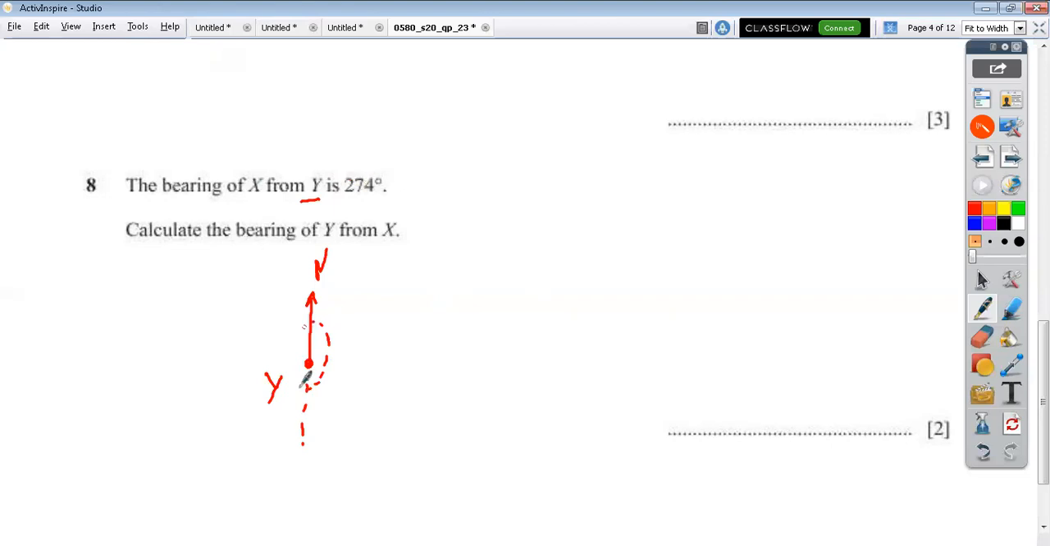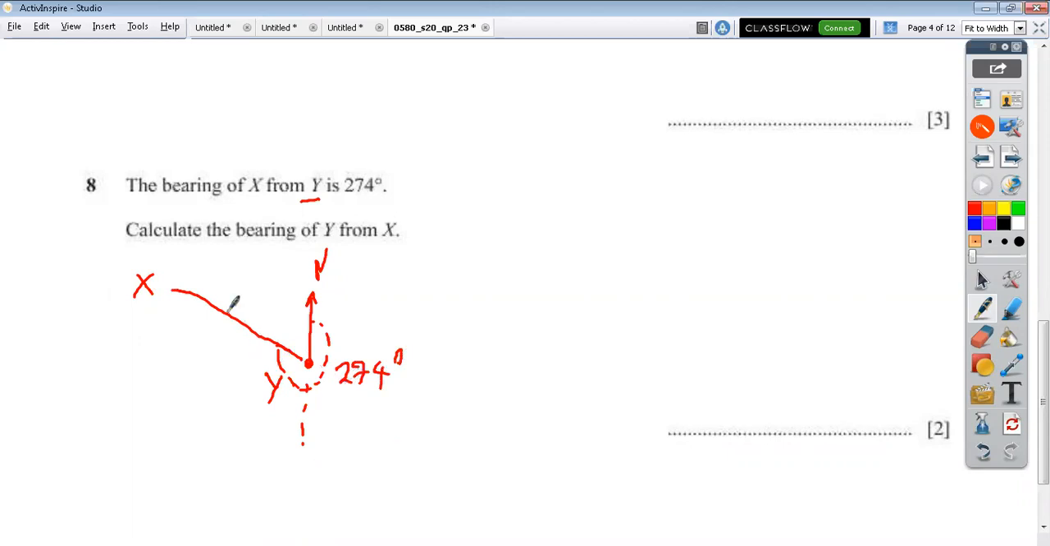Then what's 274 minus 180? I need to see the angle on the other side because remember I'm moving clockwise from this point. What's 274 minus 180? 94. So I'm moving more than 90 degrees here, but slightly, 94, something like this. So this is the bearing that we're talking about. So it means x will be somewhere here altogether. So this is 274 degrees.